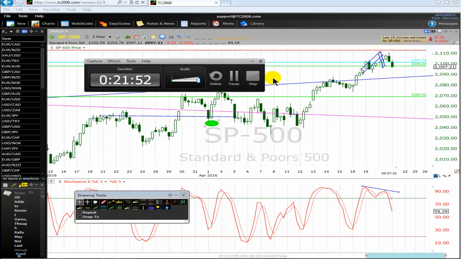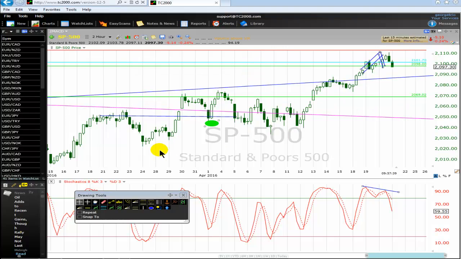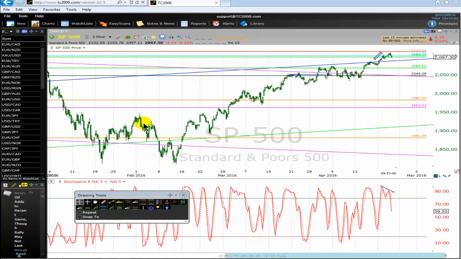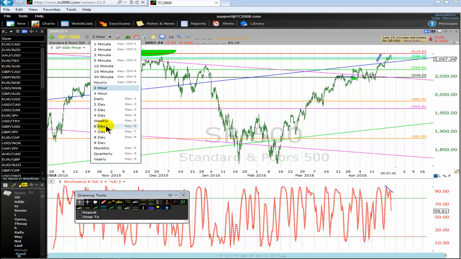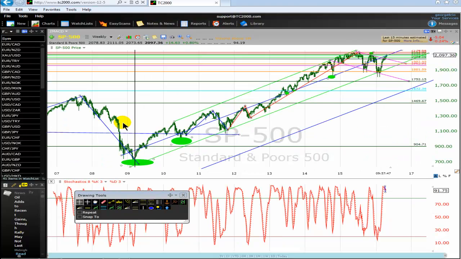I'm now in this trade. But before I pause the video for the first time, to avoid the video being too long, I'm going to set my stop loss. I'm going to go quickly to the weekly chart to see the bigger picture one more time.